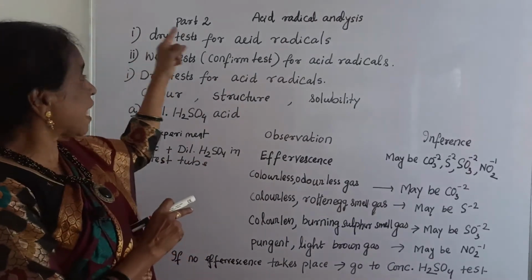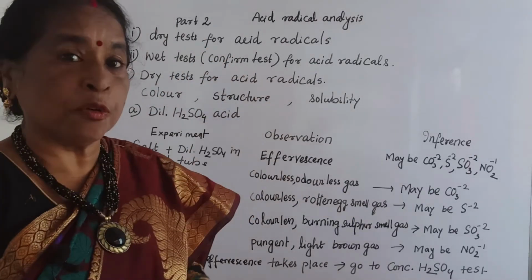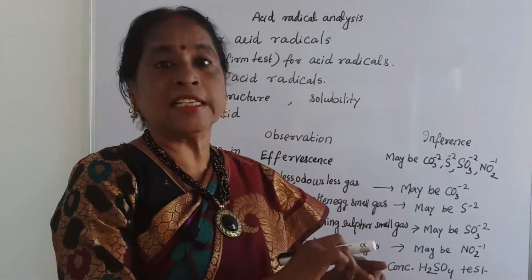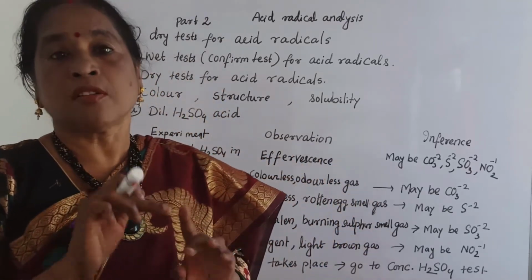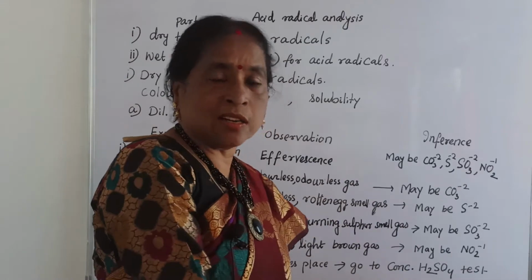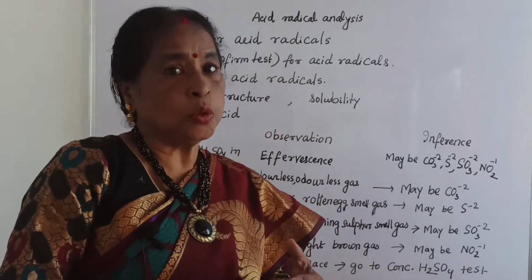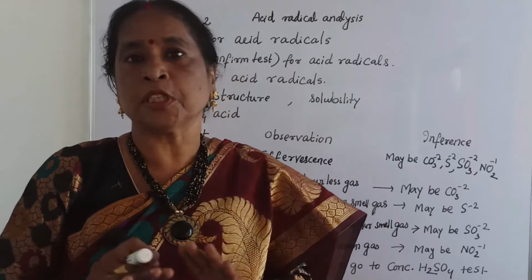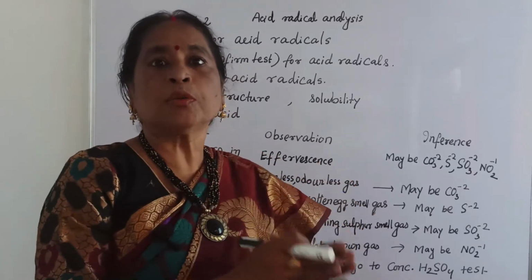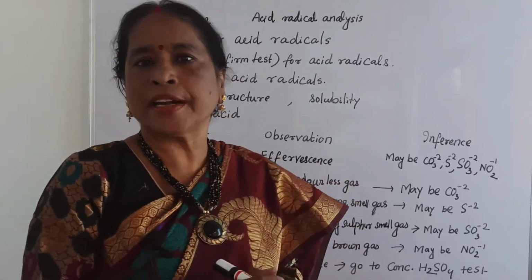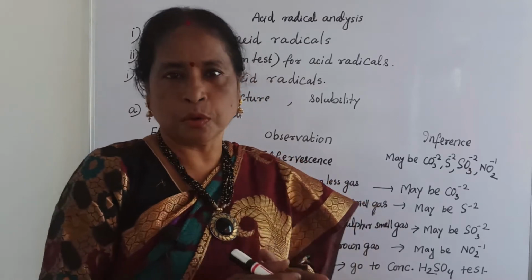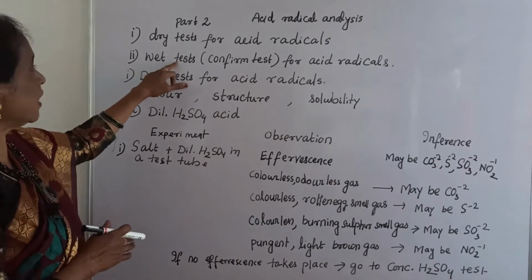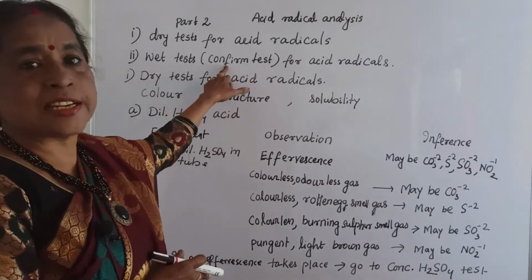That means in the dry test we may or may not be sure whether the acid radical is that or not, whether chloride is there or not. But when you do the confirmatory test of chloride, here we are 100% sure that the salt contains the chloride radical, the acid radical is chloride, Cl minus, like this. So what is the wet test? That is the confirmatory test for acid radical.